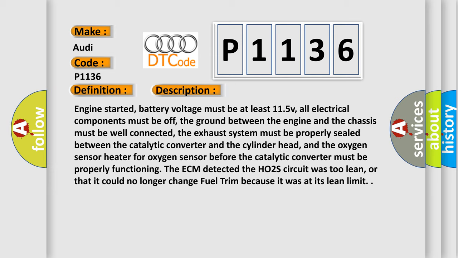Engine started, battery voltage must be at least 11.5V, all electrical components must be off, the ground between the engine and the chassis must be well connected, the exhaust system must be properly sealed between the catalytic converter and the cylinder head, and the oxygen sensor heater for the oxygen sensor before the catalytic converter must be properly functioning. The ECM detected the HO2S circuit was too lean, or that it could no longer change fuel trim because it was at its lean limit.